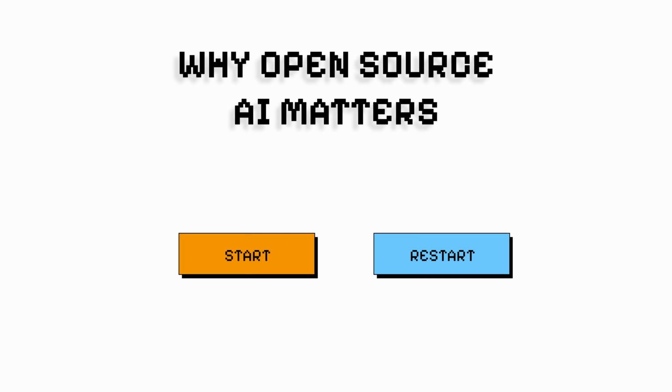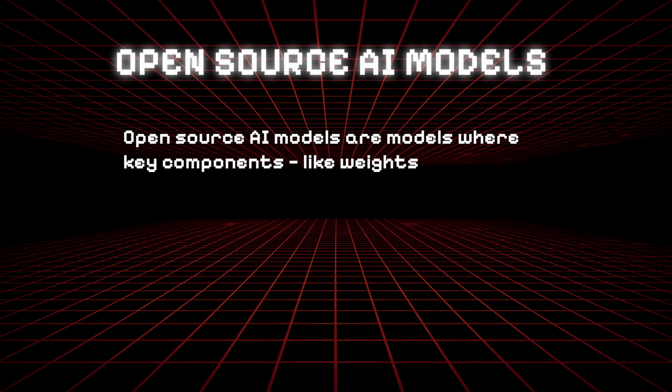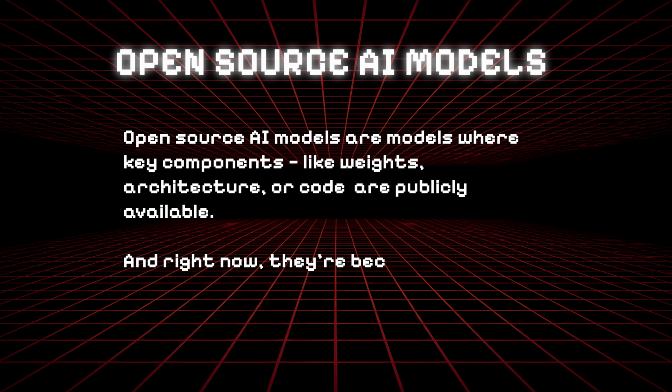Why open source AI matters. Before we jump into how, we need to understand why this matters. Open source AI models are models where key components like weights, architecture, or code are publicly available. And right now, they are becoming just as powerful as closed models. That creates three major advantages.